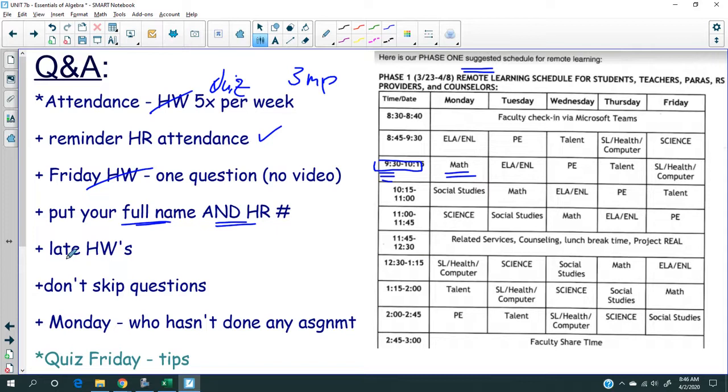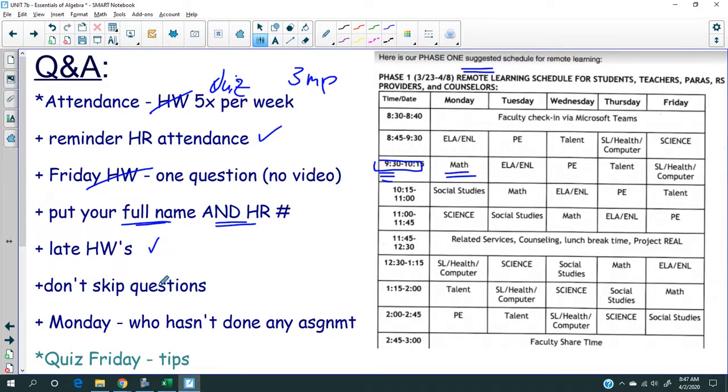Late homeworks. I got an email yesterday from one of your classmates pertaining to late homeworks. Guys, I've never changed my policy on homeworks. I always let you make it up. So try to make everything up by tomorrow at 3 o'clock. You know tomorrow's the end of the marking period, so get everything in by 3 p.m. tomorrow. How about that?